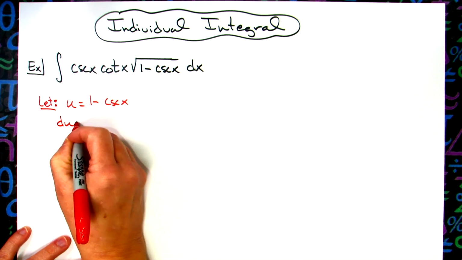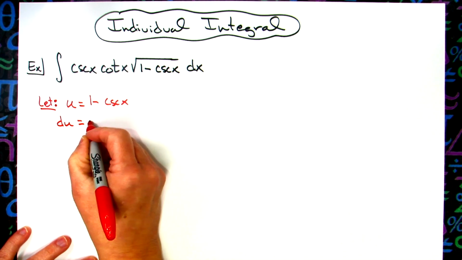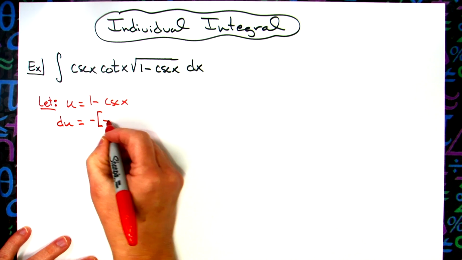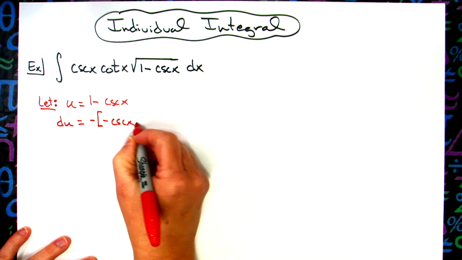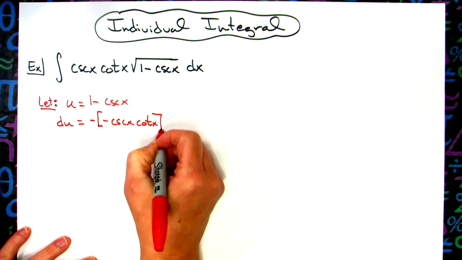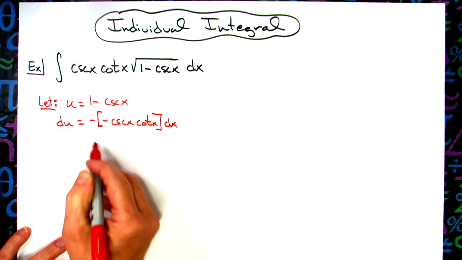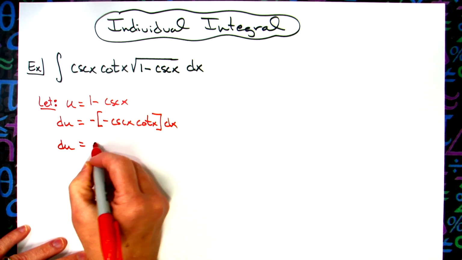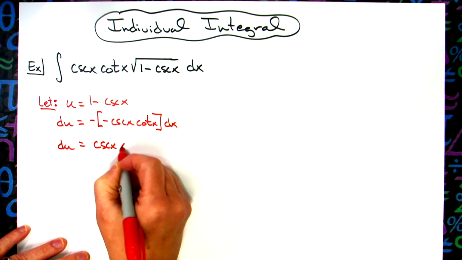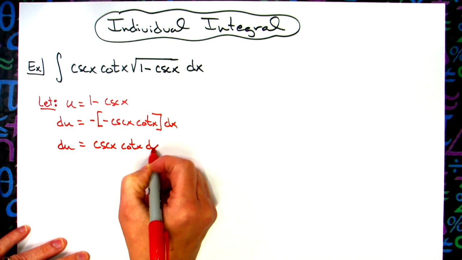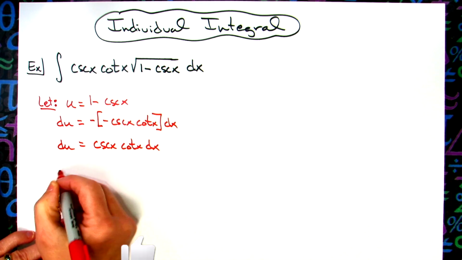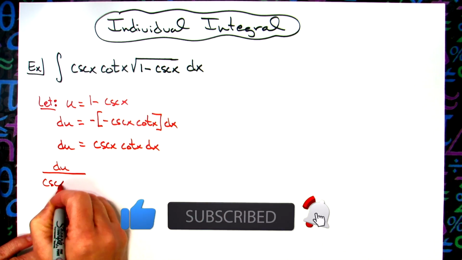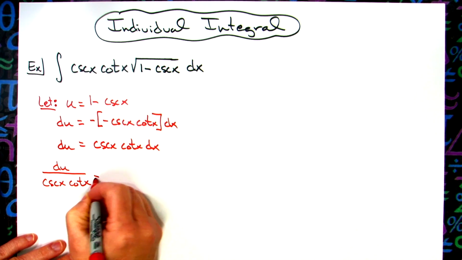Then we're going to take the derivative of both sides. That'll be a negative because of that negative right there. Taking the derivative, negative cosecant x cotangent x, and then dx. If we go ahead and simplify that, we'll just make that a positive. So we'll have a du is equal to that cosecant x cotangent x. And then we do want to go ahead and solve all the way down for our dx. So we'll have a du over that cosecant x cotangent x.